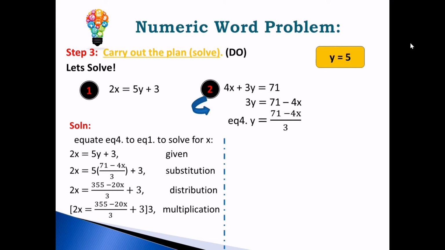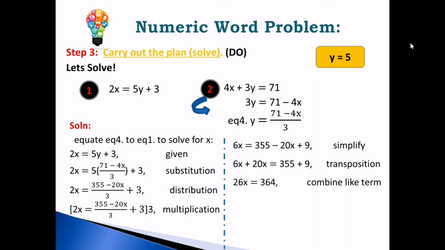So we have here 6x equals 355 minus 20x plus 9. Again, we are very concerned with the value of x. So what we're going to do is transpose negative 20x to the other side. So from negative, it becomes positive. So the picture is like this by transposition. Then right after that, since it is applicable to add them by constant and by variable itself, we have now 26x equals 364 by combining like terms.